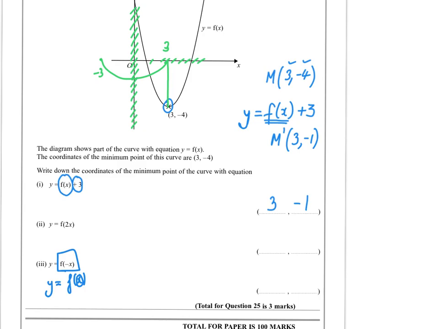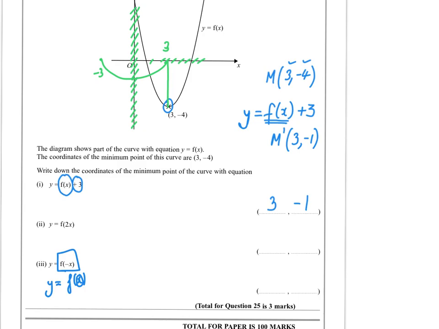Now you probably know a little bit about transformations already. If you don't, I have got a video somewhere, and I'll try and put a link on here at some point, and I might just do a special video on transformations. There are plenty out there already, and I've seen some good ones as well.